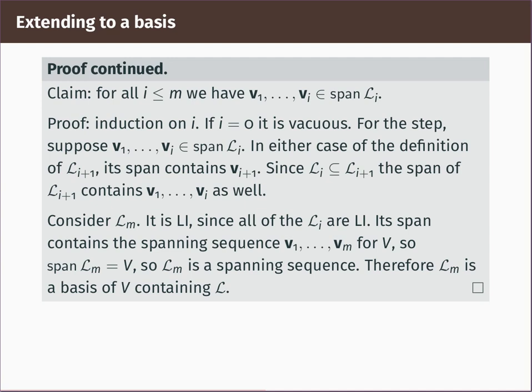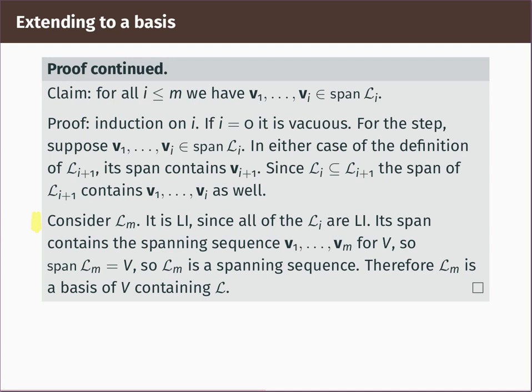Now, L_i is contained in L_{i+1}. So that means v_1 up to v_i are also in the span of L_{i+1}. But also, if you look at the two cases in the definition of L_{i+1}, in both of those cases, its span is guaranteed to contain v_{i+1}. So the span of L_{i+1} contains v_1 up to v_i, and it contains v_{i+1}, and that makes the induction go through.